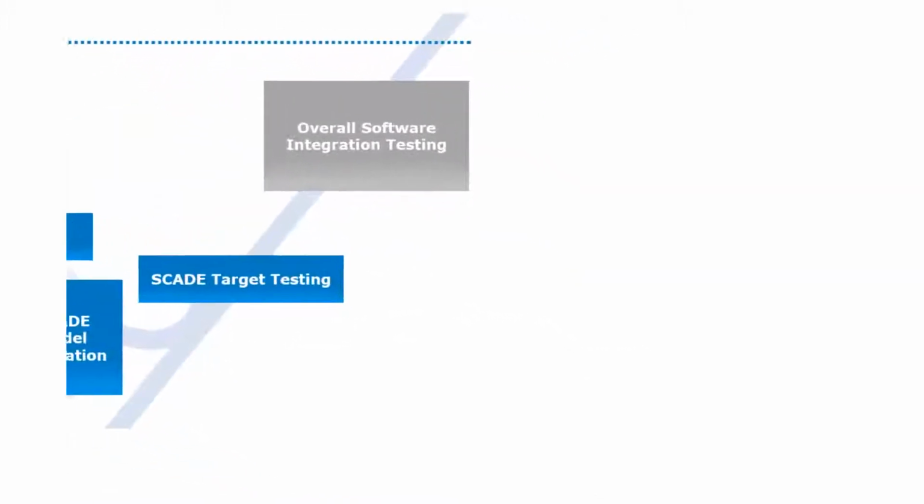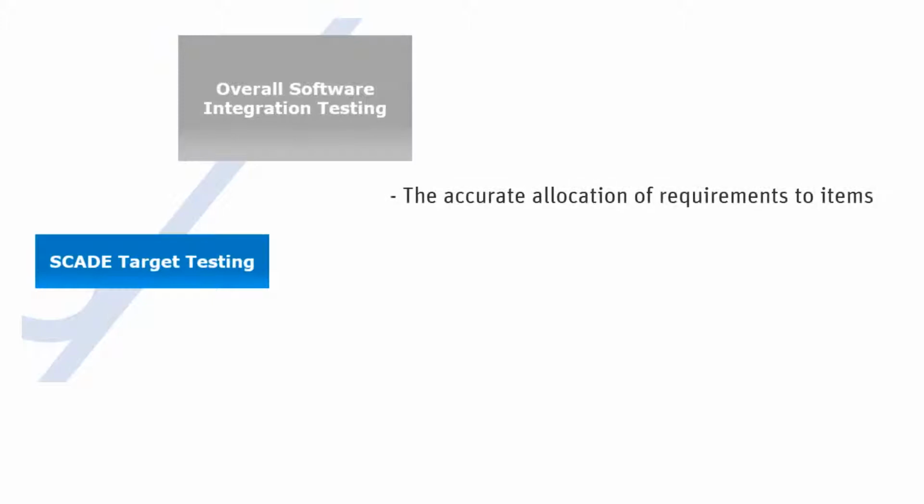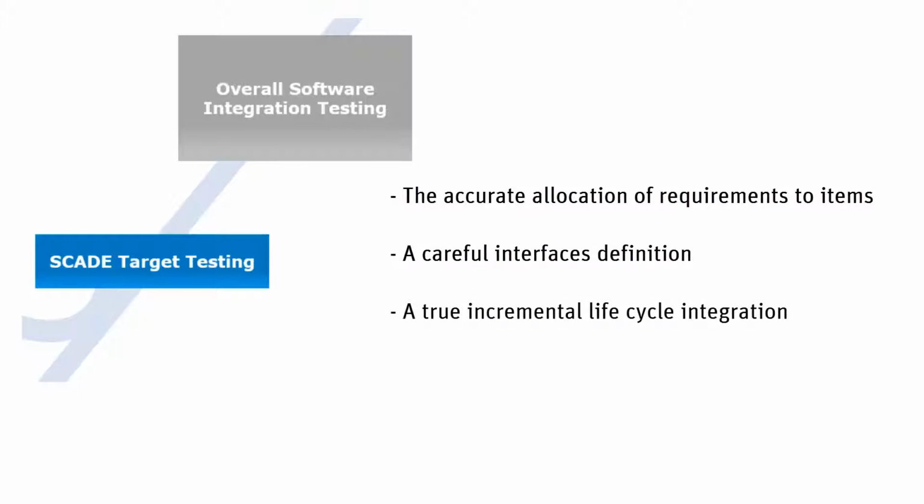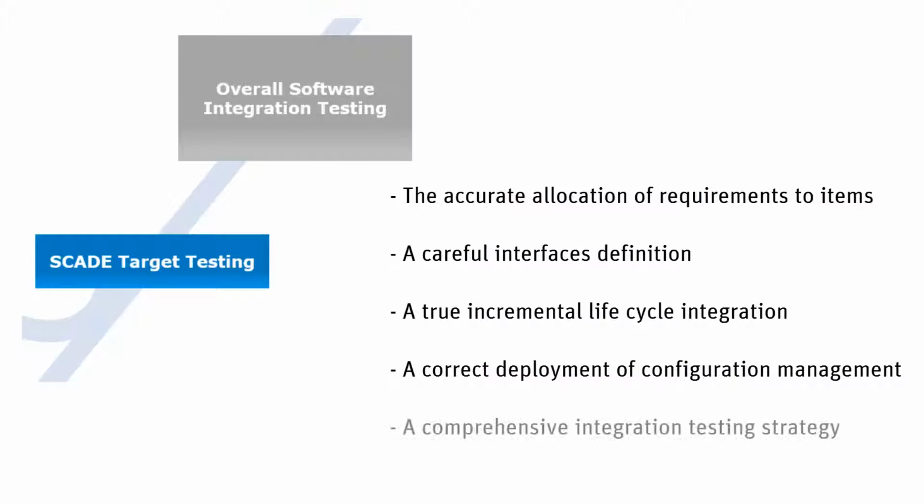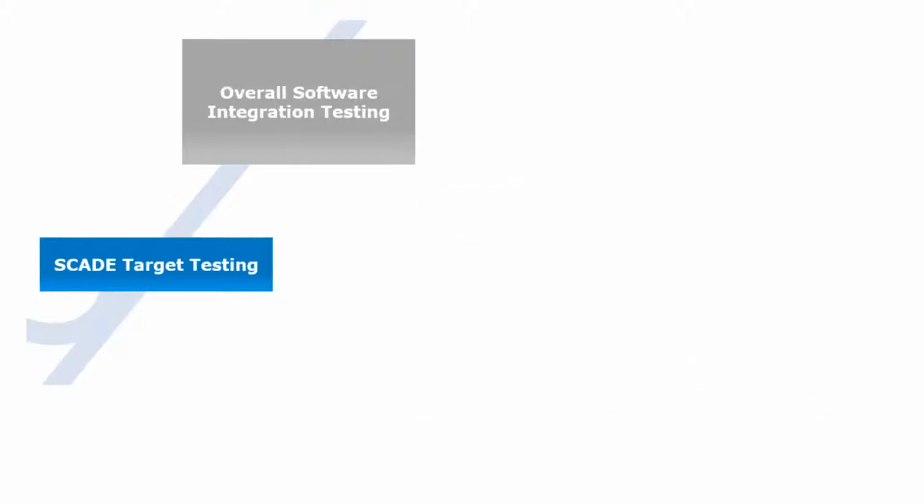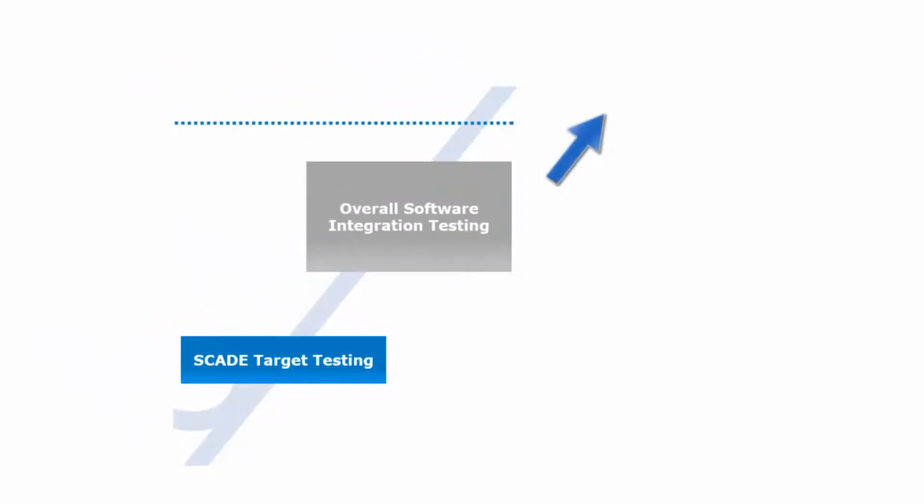Successful system integration and integration testing result from the accurate allocation of requirements to items, a careful interfaces definition, a true incremental lifecycle integration, a correct deployment of configuration management and other systems engineering management activities, and a comprehensive integration testing strategy that verifies the assembled system operates as it should. Validation is concerned with checking that the integrated software meets the actual needs of the stakeholders. Validation involves making assessments of how well the software addresses a real-world need.